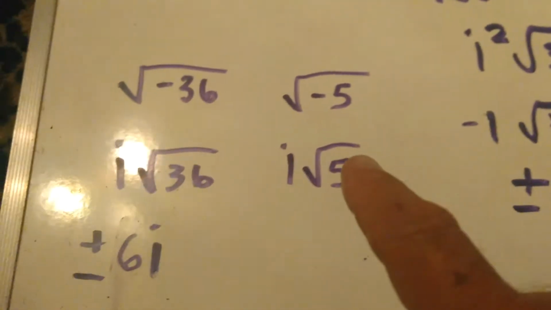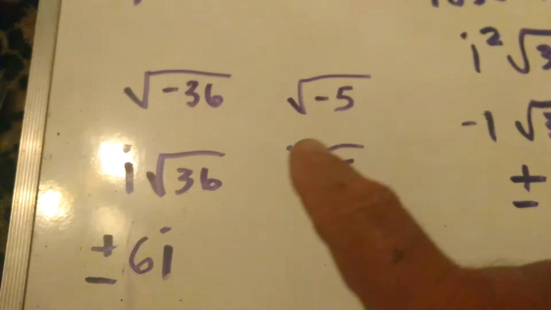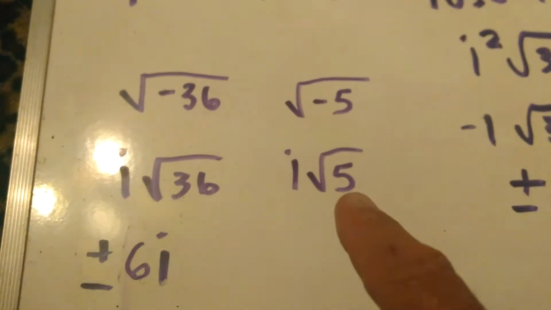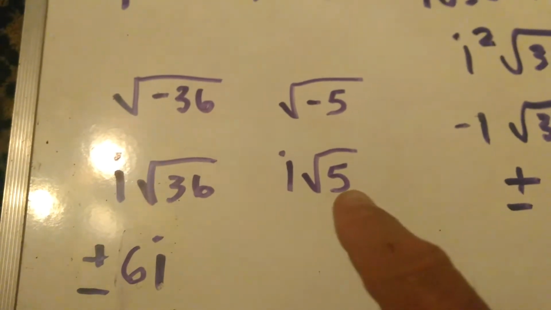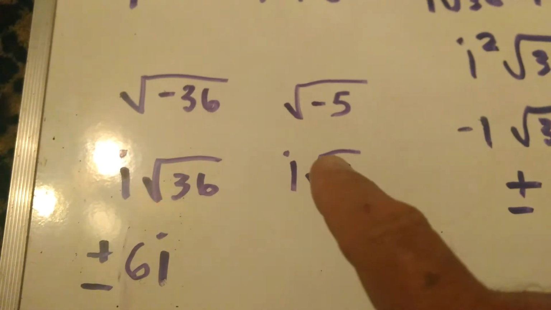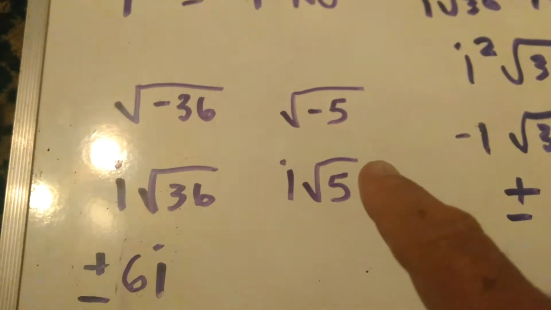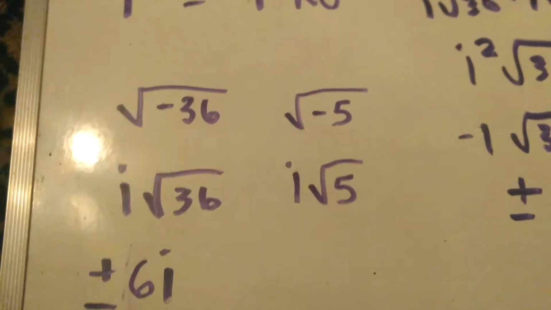If I come over here to the square root of -5 and I take the i out, I get i times the square root of 5. Can't do anything more with this because 5 can't be reduced or simplified in a square root sign. I always want to put the i in the front. Don't put the i in the back, because it's very easy to draw the radical sign and make it look like the i is inside when it's not.